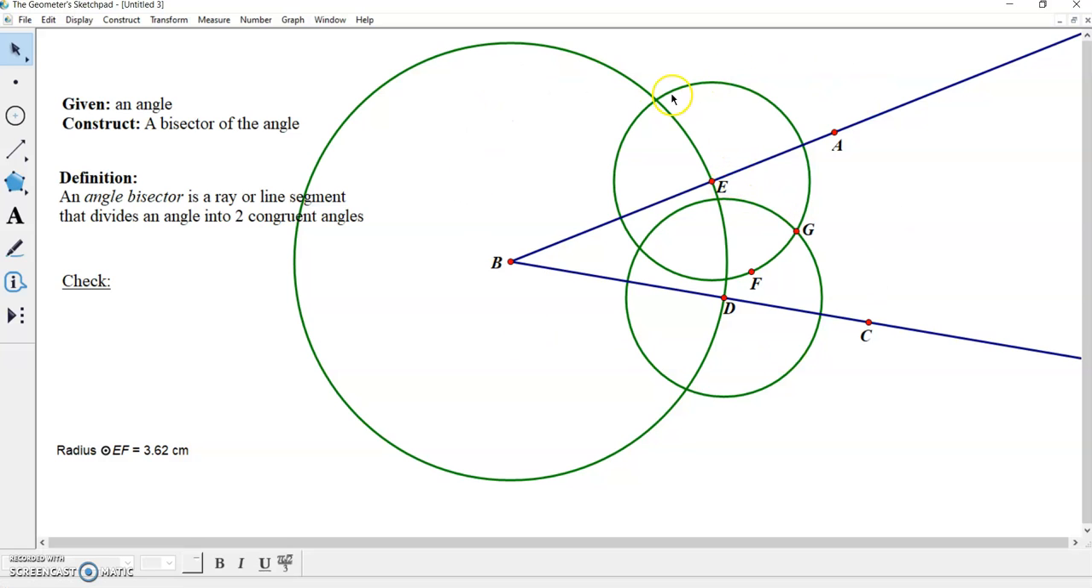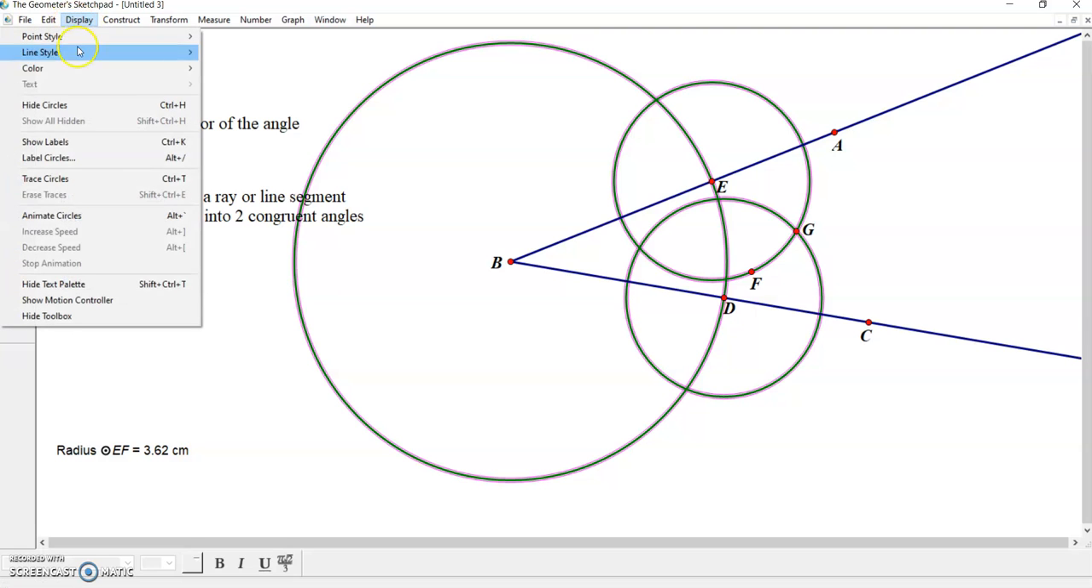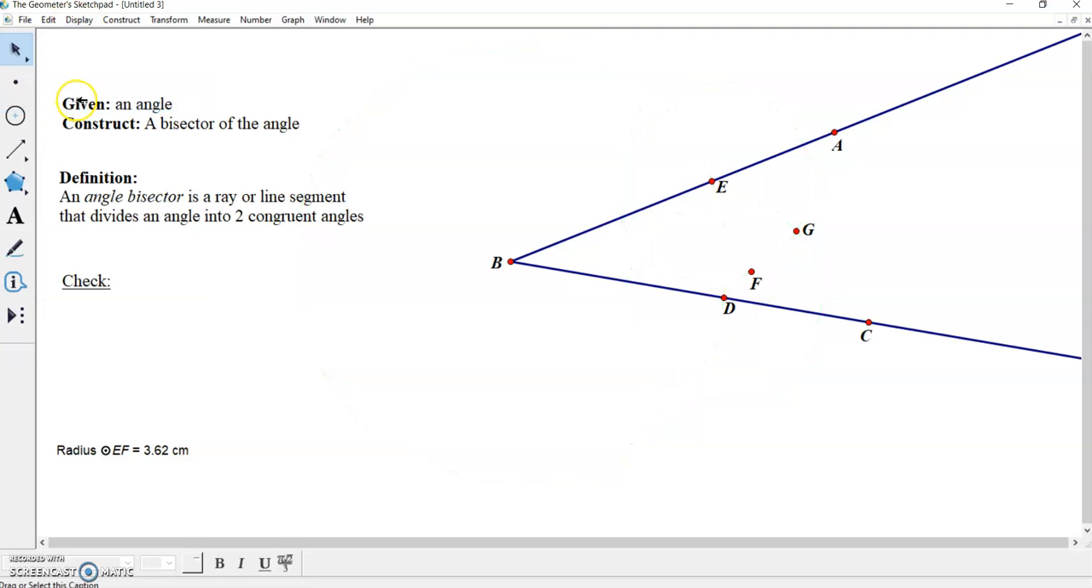So looking at this, it can get kind of confusing with all the circles. We can highlight the circles, come up to Display, and click Hide Circles. So they disappear, but it doesn't mean they're gone. They're still there. It's just hidden from your view so that you can focus on what you're trying to construct. Because when you get too many things going on your screen, it can get confusing. So remember, our goal is to construct a bisector of the angle ABC.